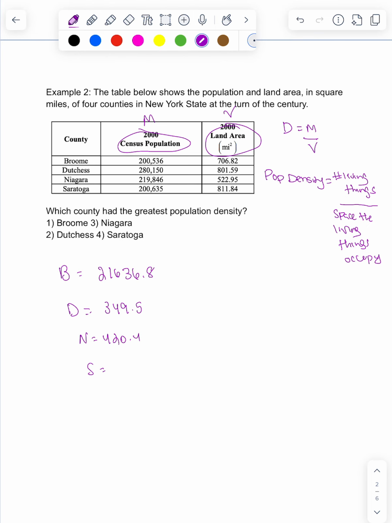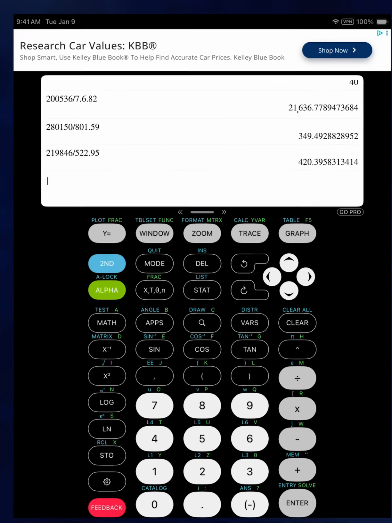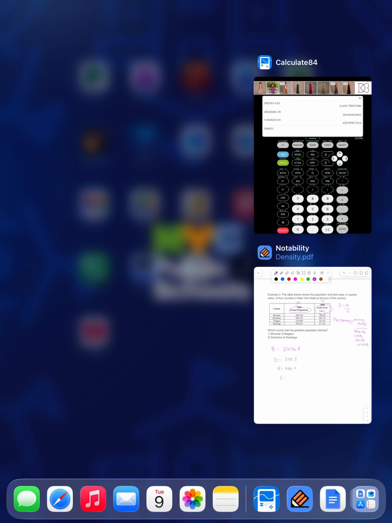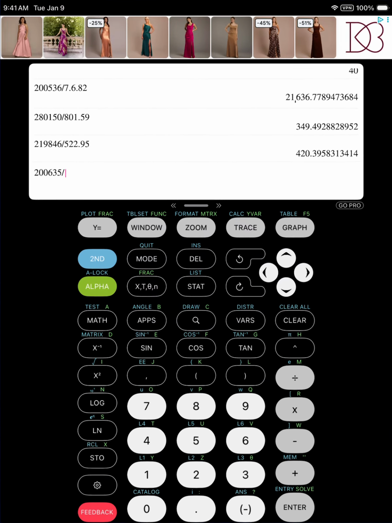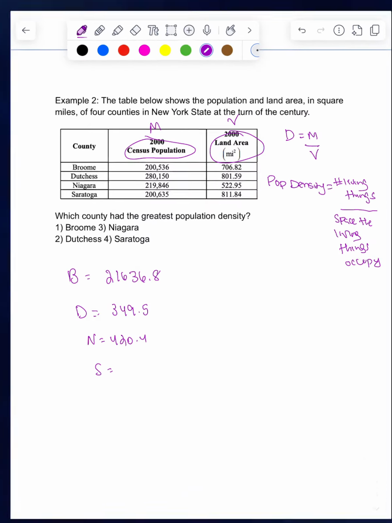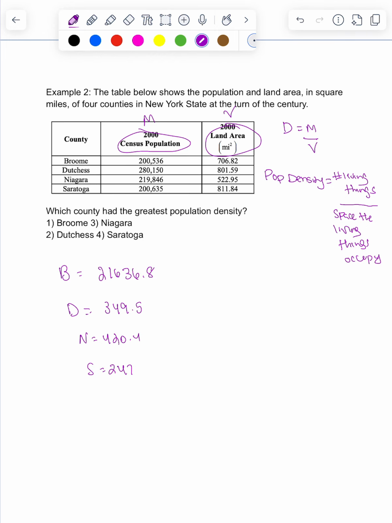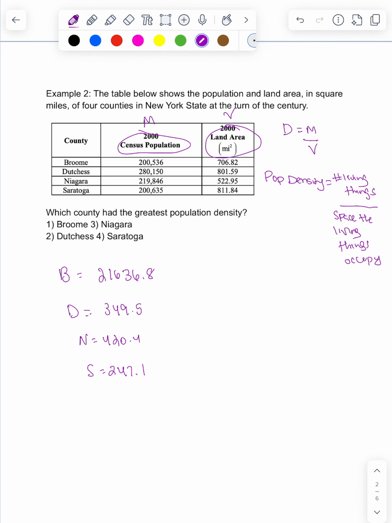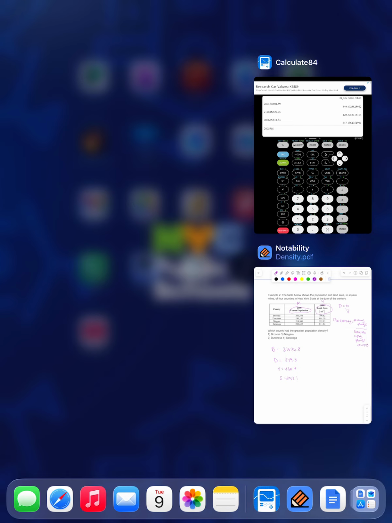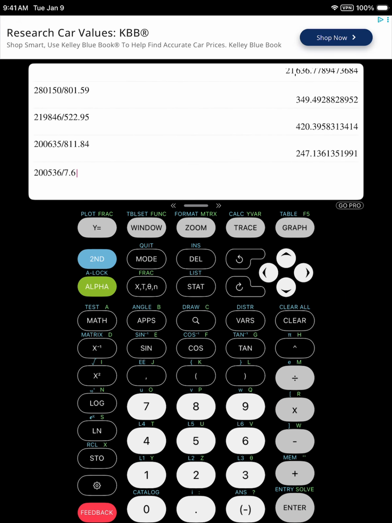And then the last one, 200,635 divided by 811.84. And that's 247.1. My first one seems pretty off, so I'm going to do my first one again. It's very far off from the other numbers. So 200,536 divided by 706.82. Oops.